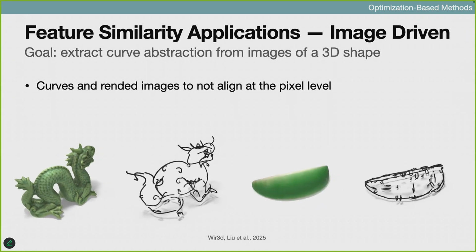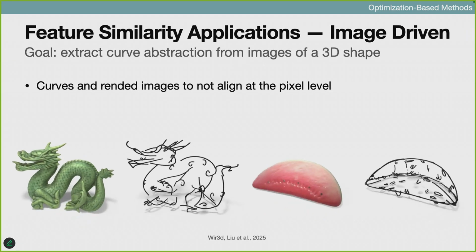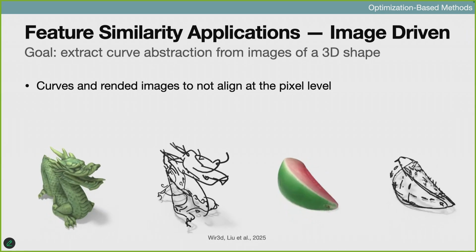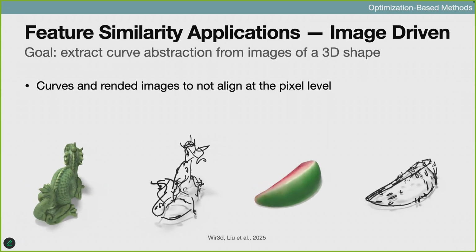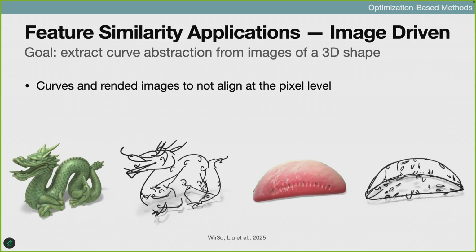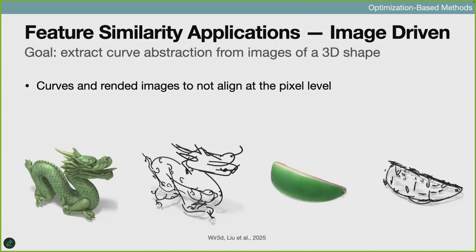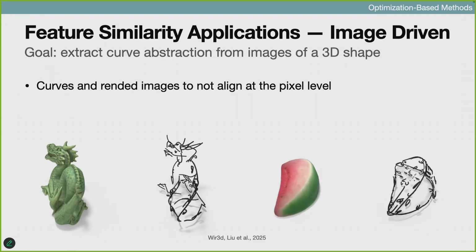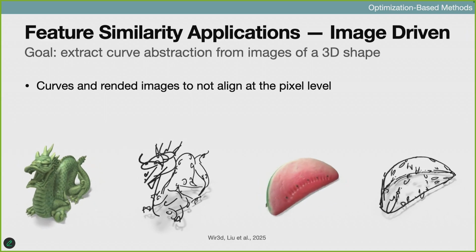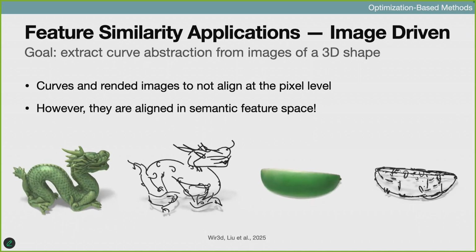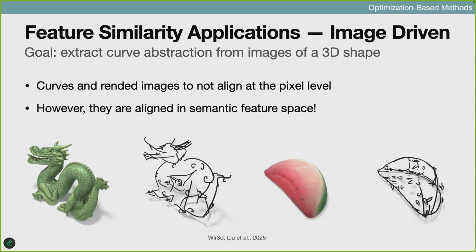We'll have these images of the shape, and we want to figure out what some curve abstraction of this is. The issue that you run into is that curves and rendered images do not look the same at a pixel level, right? One of them is this very sparse line representation, and the other is dense and colorful. They don't match up in terms of pixels. However, like we just said, you can encode them into feature space and then get these nice results that you see here because they'll be aligned semantically.